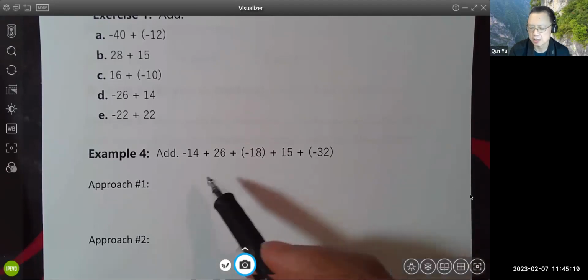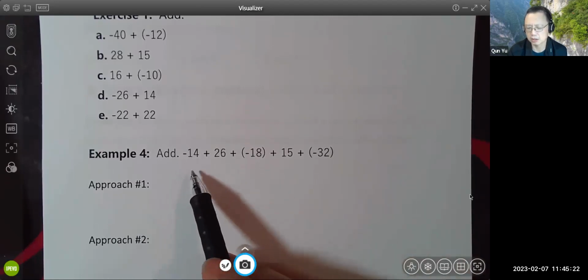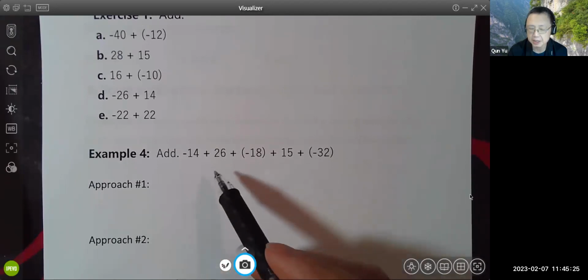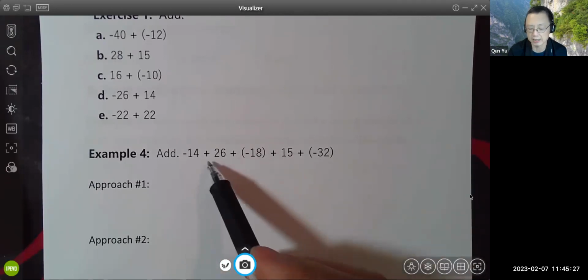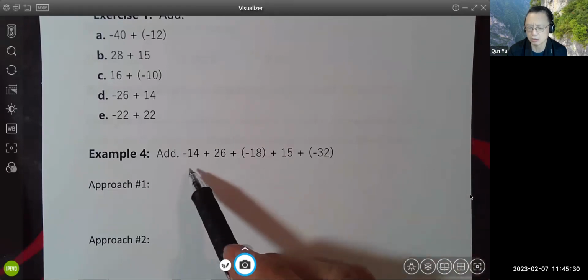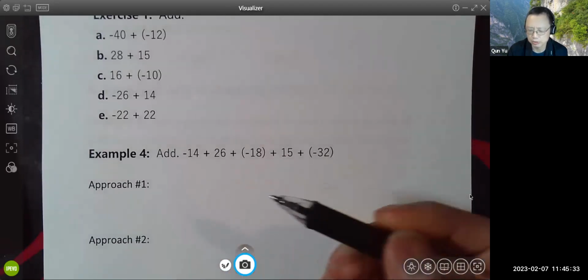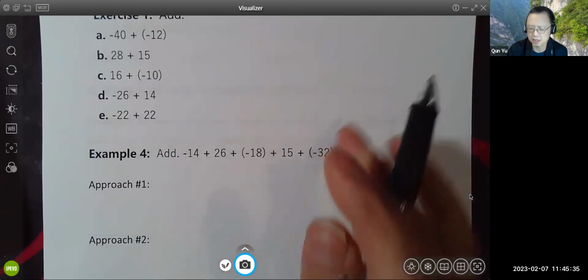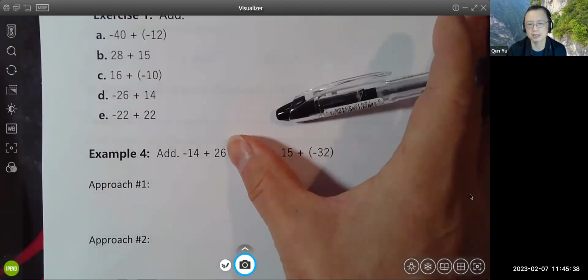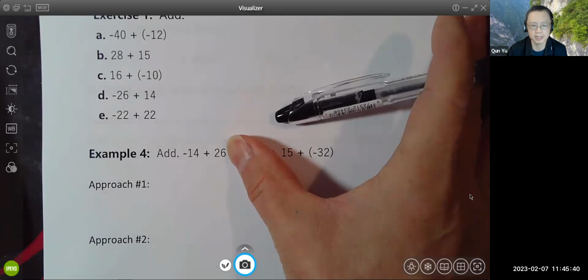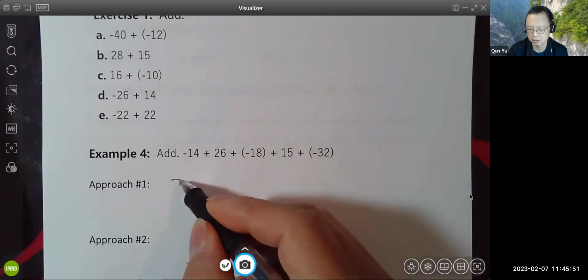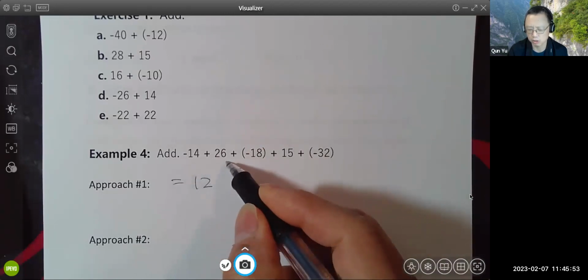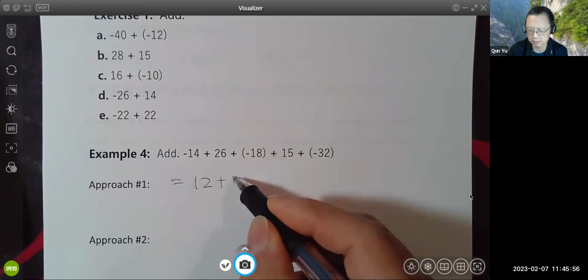Okay. Now, the first one, I just go from left to the right because they're all additions. There are no different operations. I just go from left to the right. We do it step by step. Negative 14 plus 26, if you look at these two, 26 is bigger, right? They have opposite signs. That means the smaller one is going to get canceled. We have leftover from the bigger one. Leftover is 12. So this step gives us 12. I just copy the rest and do it step by step.